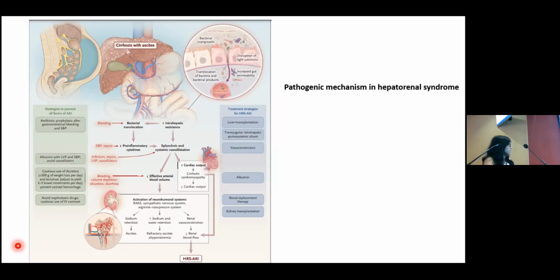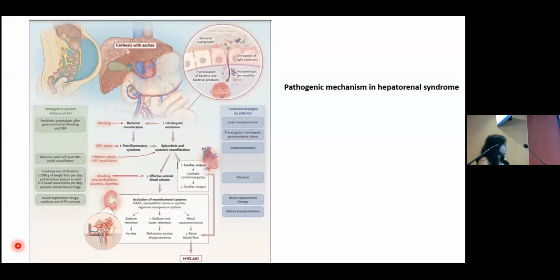Spontaneous bacterial peritonitis is a common reason that the cirrhotic patient develops AKI. So then these can cause splanchnic and systemic vasodilatation. And if this patient undergoes large volume paracentesis, or if this patient is on vasodilators, that also can cause splanchnic and systemic vasodilatation. So this will reduce the effective arterial blood volume.